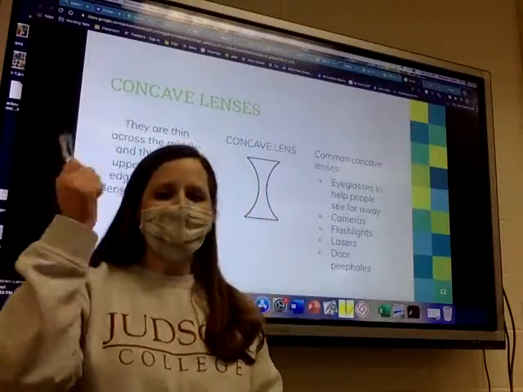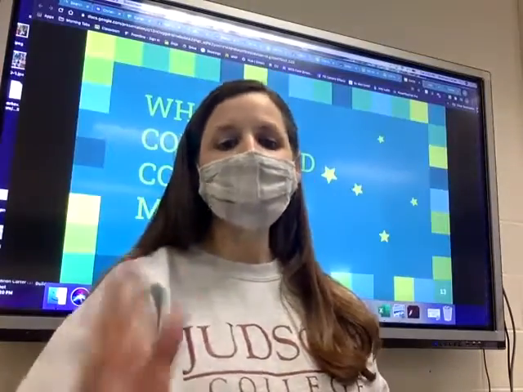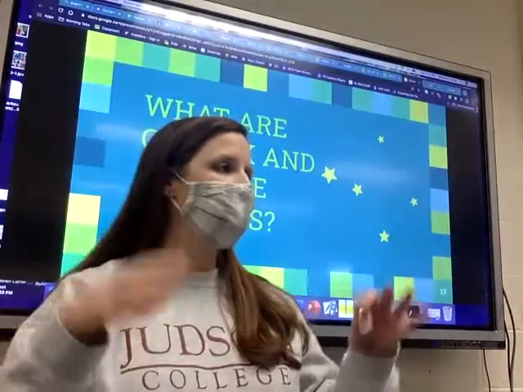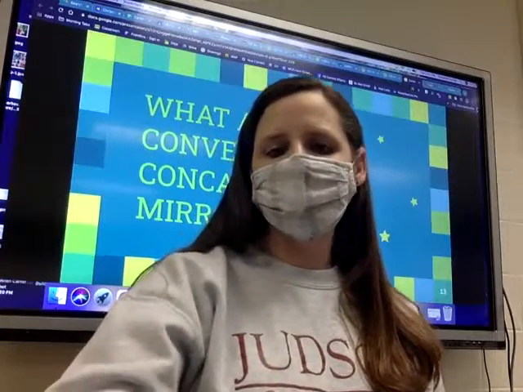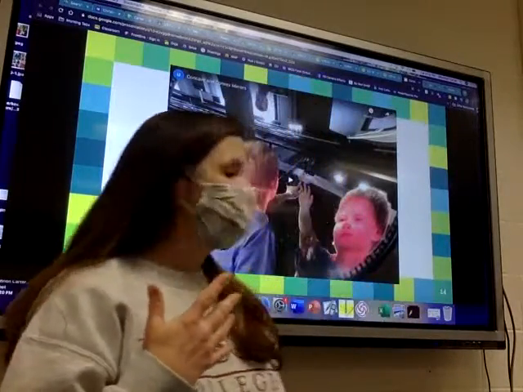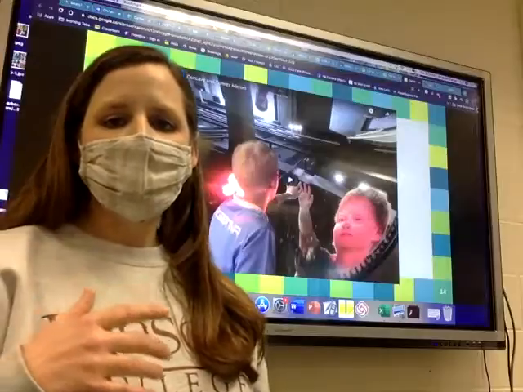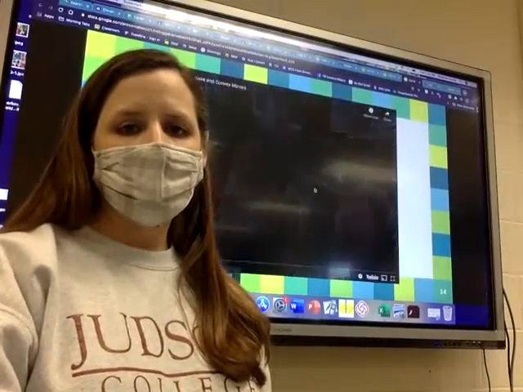Okay. It's used for flashlights, lasers, and door peepholes. Now mirrors. This is really just kind of an overview. We don't dig super deep into these lenses. We do look at some of the technological advances with it, or not advances, but things you can use it for. This is a really quick video of the convex and the concave mirrors. So I want you to watch this.